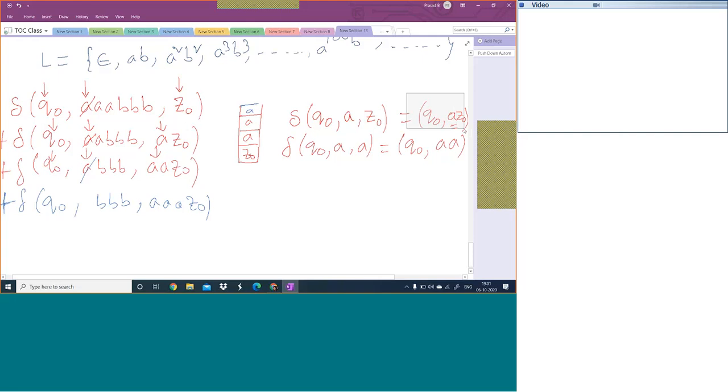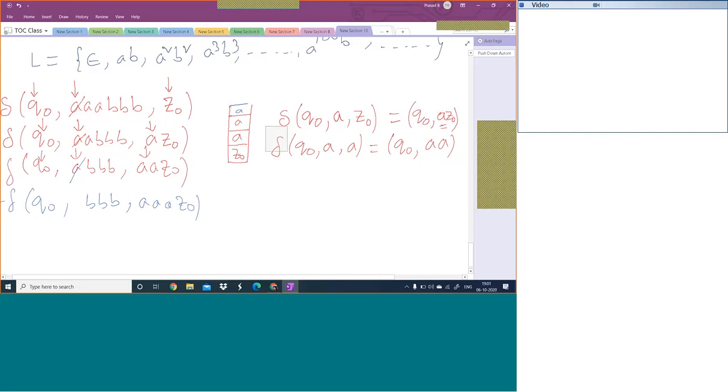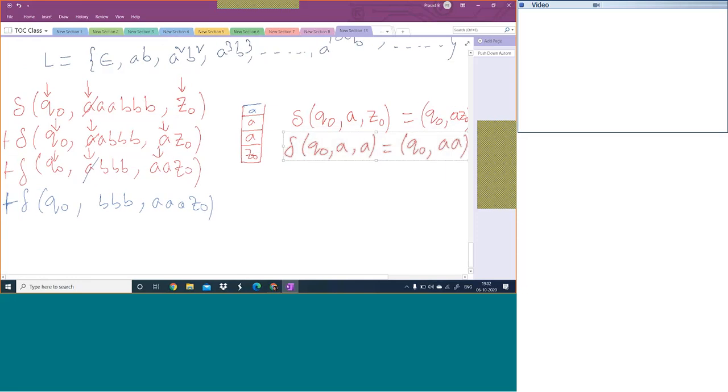This move is for the first A, and with this single move, as long as A's come, whether A's are 100 or 1000 or 1 lakh, this move is sufficient to push all those A's. Once all A's are pushed, all A's are finished. When all A's are finished, then B will come. Look at this. This is the input symbol B. When B comes, the top symbol is already A because we have pushed the A's.